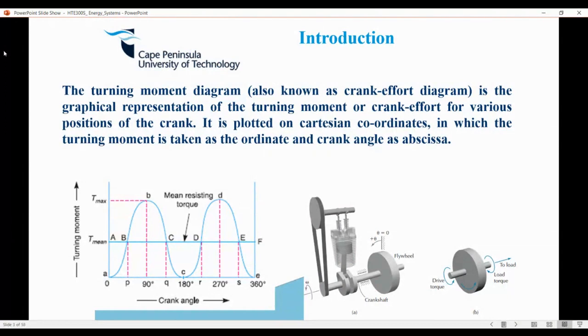In terms of real life applications, it's not so easy to use. One must really know what they're doing. So a crank effort diagram is a graphical representation of the turning moment, the crank effort, for various positions of the crank. It's plotted on coordinates in which the turning moment is taken as the ordinate and the crank angle as the abscissa, so we have the x-axis crank angle and the y-axis the moment.